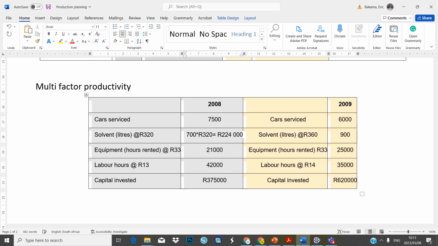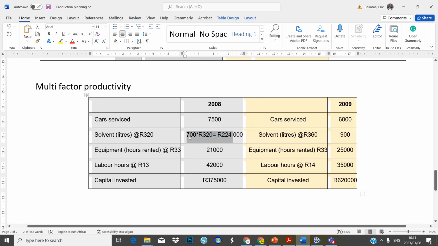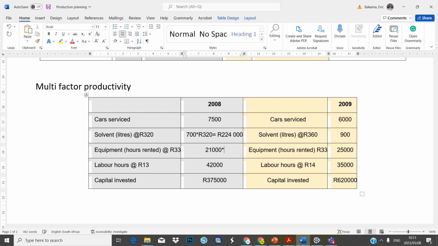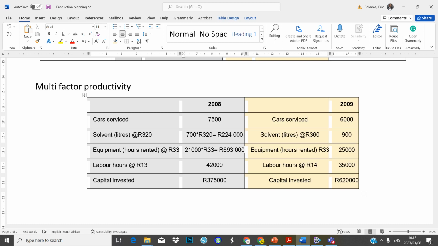And then we have 3 zeros. This is between brackets how much money we have spent for using 700 liters of the solvent, because it's 330 a liter. Now, as we go back here, we will have the second one in terms of equipment. So we are paying approximately 33 rand per hour, while the company has used the equipment for 21,000 hours. So we take the 21,000 hours that we are going to multiply by 33 rand, which will give us a value of 693. Then we have 300 here.